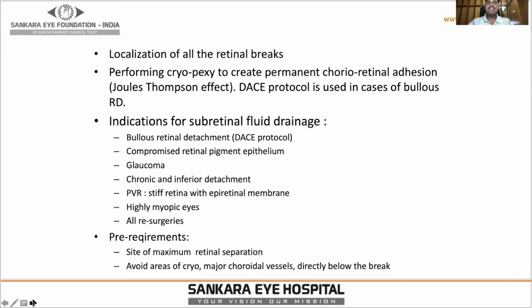Indications of subretinal drainage include bullous retinal detachment, compromised retinal pigment epithelium, glaucoma, and chronic retinal detachment, because the subretinal fluid is very thick and its resorption might take a very long time. The site of doing a subretinal fluid drainage includes a site where there is maximum retinal separation, to prevent any sort of incarceration. So we should also avoid areas where cryo has been done, major choroidal vessels, and directly below a break.